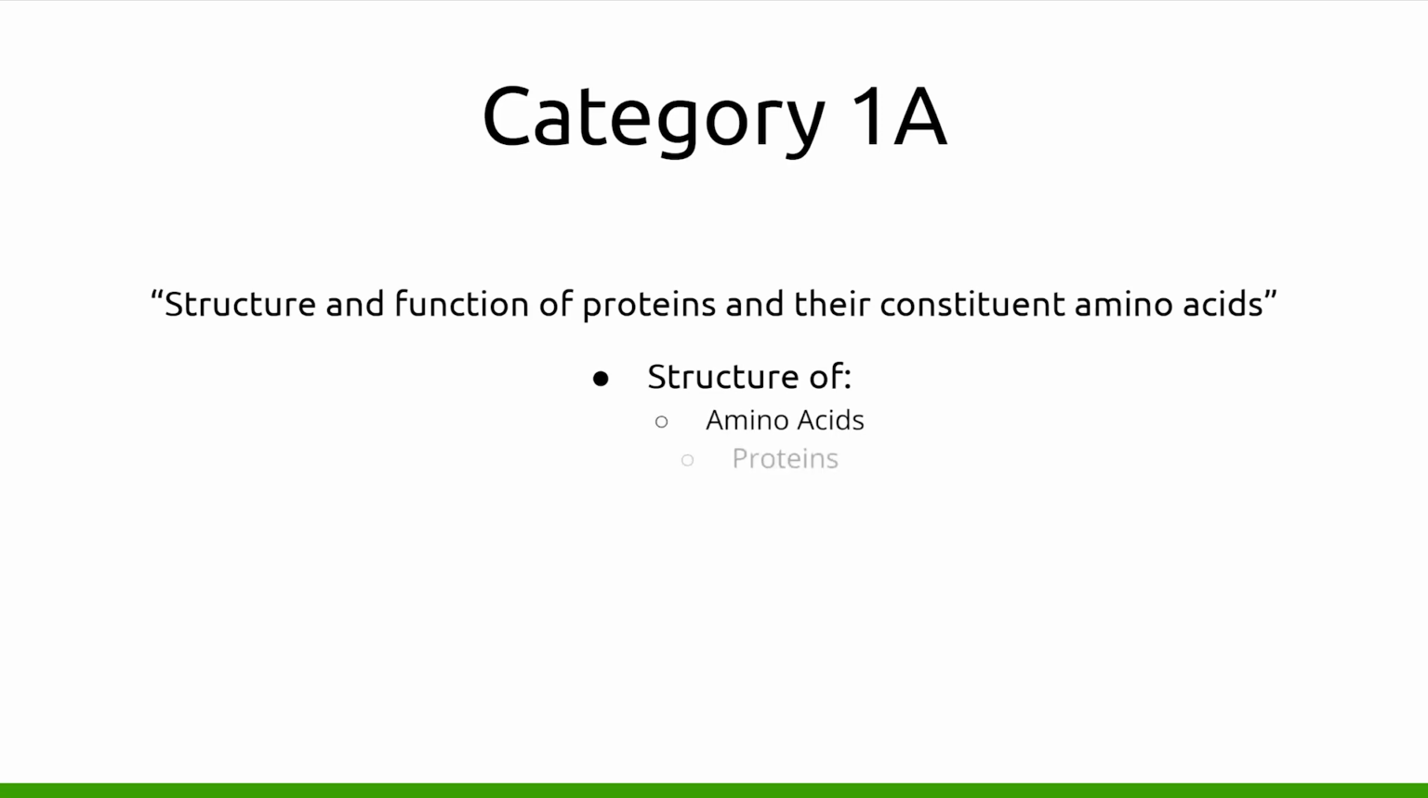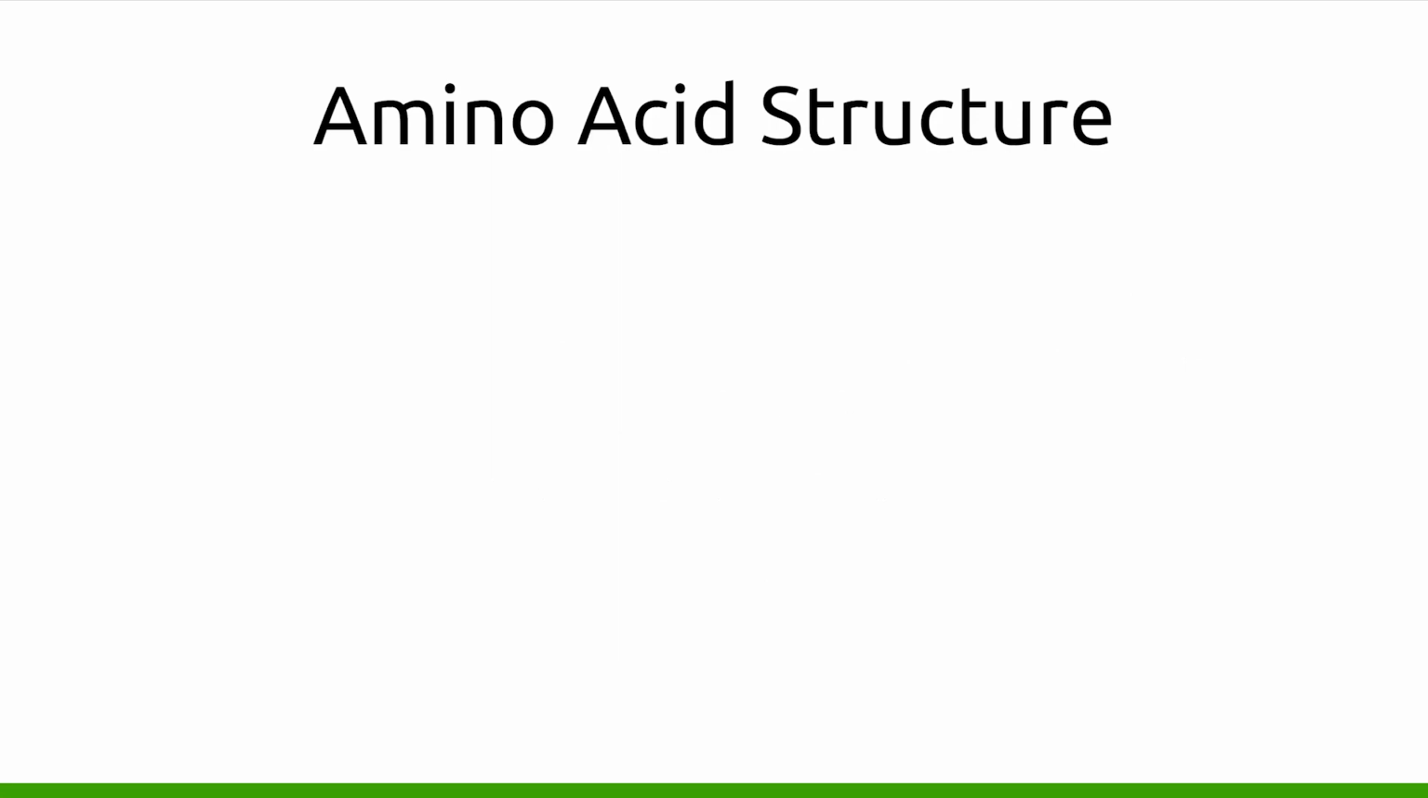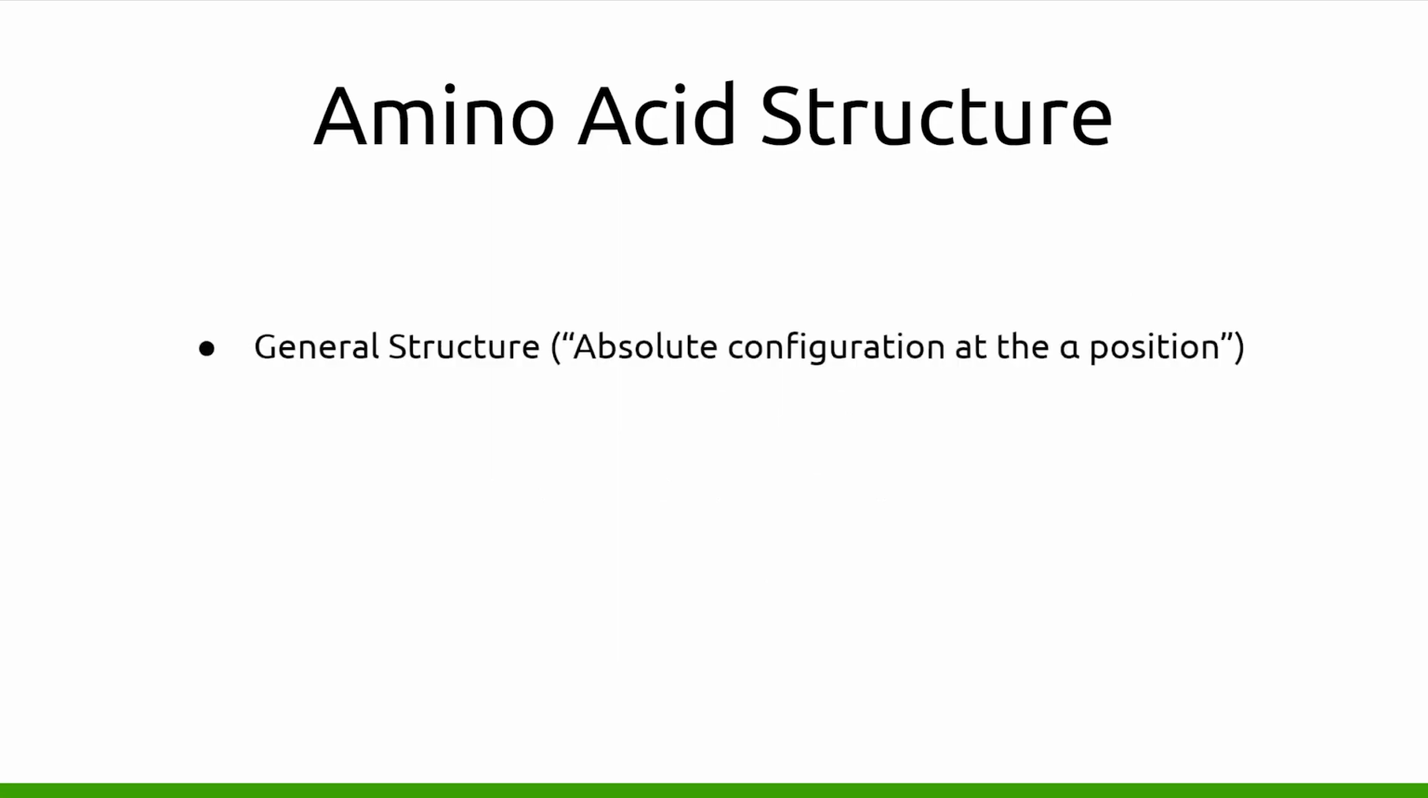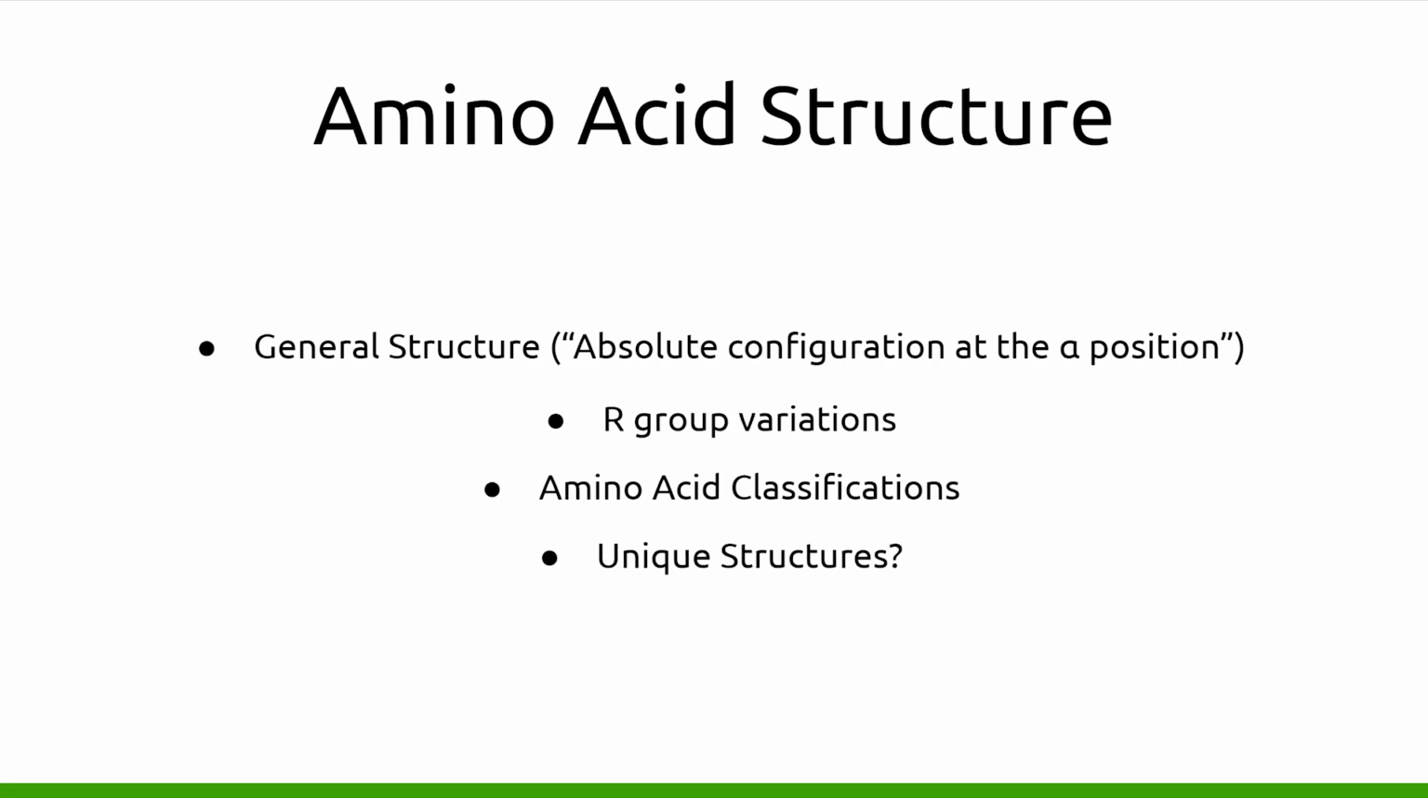So the structure of amino acids, then the structure of proteins, and then also the function of amino acids and proteins. So the first thing we need to define is amino acid structure, the general structure, which AAMC defines as an absolute configuration at the alpha position, that being defined by R group variations. Then those R group variations lead to how amino acids are classified. So if you have polar amino acids, non-polar amino acids, hydrophobic, hydrophilic, other different special types of amino acids, are there any that have special structures, unique structures that contribute to different things within an enzyme being able to function?